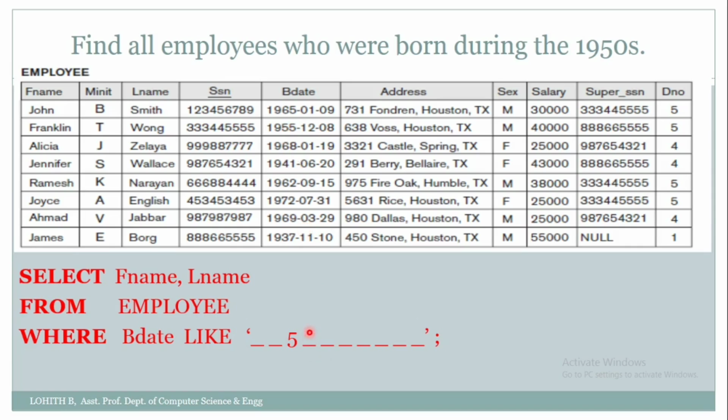Okay, and as you can see, the compulsory underscore should be there. This 4 is for the year, then a hyphen, and this 2 is for the month, again one hyphen, and this 2 underscore is for the day. So this is about the LIKE operator that is especially used for pattern matching.